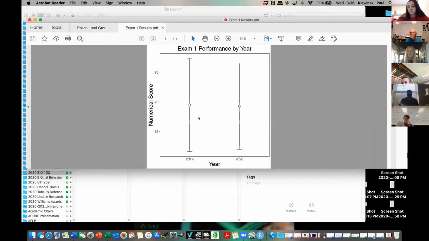So basically, the exam one from last year was 69.5, and this year it was a 69.22. And these are the 95% confidence intervals for the two exams.